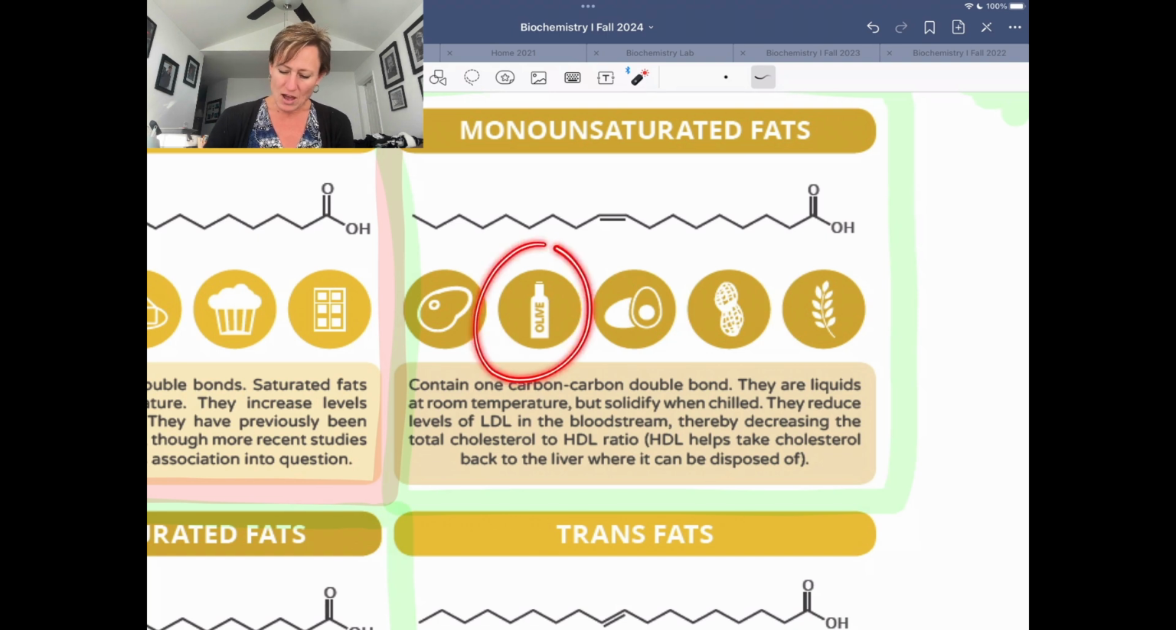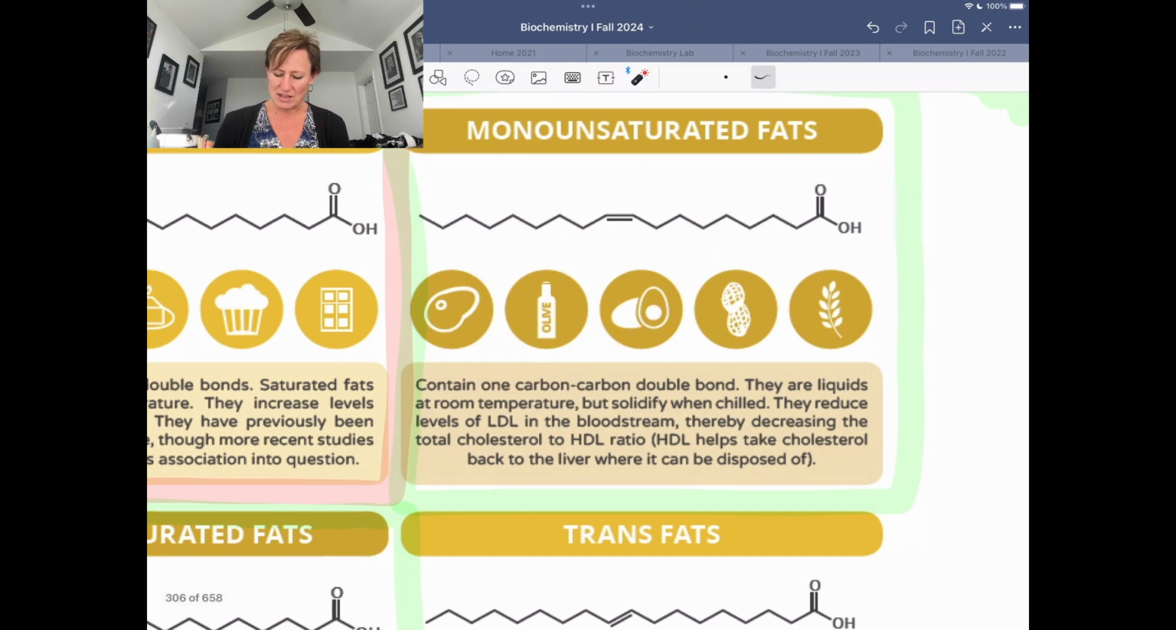So a classic example of an oil that we see that's a monounsaturated fat is going to be olive oil. Maybe you've noticed if you've made salad dressing with olive oil, you don't want to put it in your fridge because it's going to solidify, okay? It has a melting point that's lowered, okay, but not so much lower that it's always going to be liquid. They reduce levels of LDL in the bloodstream, thereby decreasing the HDL to LDL ratio. We'll talk more about that when we think about metabolism of fatty acids later on. So again, monounsaturated fats, a hallmark that we have is olive oil.